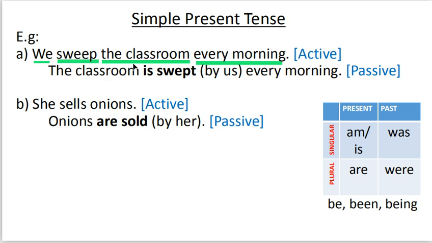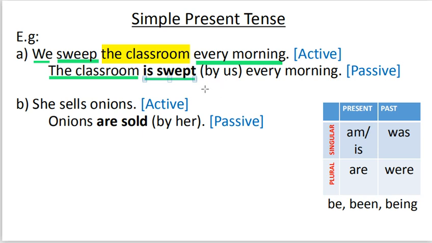Now, in the passive voice, the classroom that receives that action of the verb now becomes the subject. It means the object in the active voice becomes the subject in the passive voice. I said that again: the object in the active voice becomes the subject in the passive voice. Therefore, in our passive sentence, it's going to become the classroom is swept by us every morning.